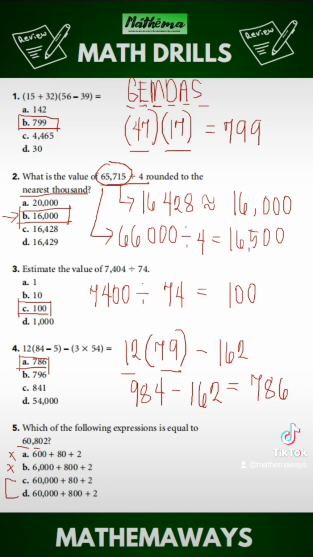Next, let's go with 8. 8 is in the hundreds place, which is 800 in place value. Letter C is 80, so letter C is not the answer for number 5. So that will be letter D, 60,000 plus 800 plus 2, wherein when you add that, that is equal to 60,802. So that's all for today for our 5 questions. Later on, we'll be uploading another set for our 1,000 drills for mathematics. Thank you for watching.